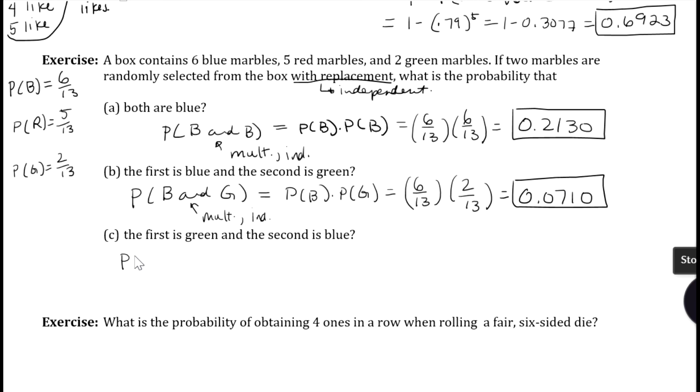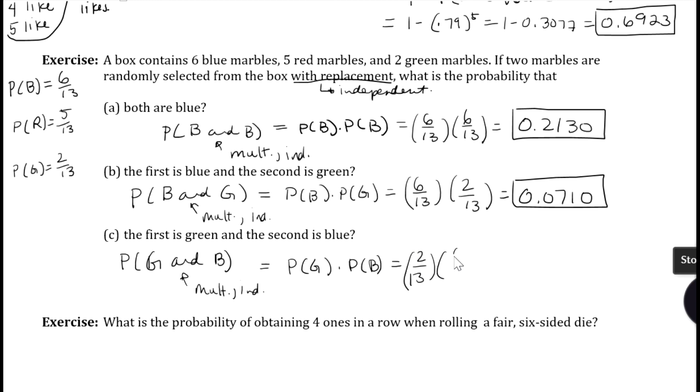The probability that the first one is green and the second one is blue. Again, we have the multiplication rule because we have an and probability. And then because we have with replacement, they're still independent. So probability of green times probability of blue, it's going to be 2/13 times 6/13, which again is 0.0710.